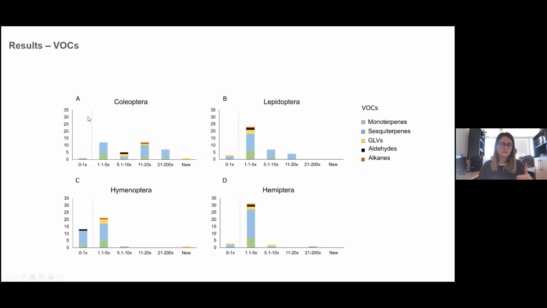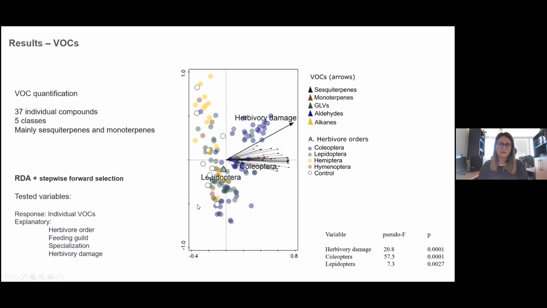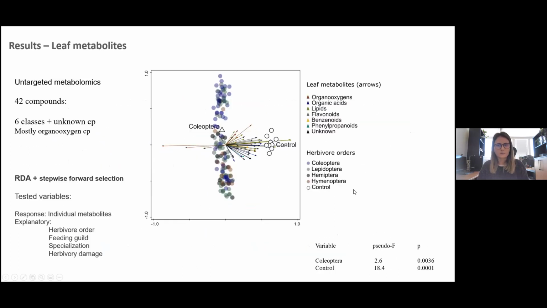And when you compare even the downregulated compounds, you can see that Coleoptera beetles are downregulating only one sesquiterpene, while the other orders are downregulating more than one, and also more than one class of compounds. So the strongest induction is for sure coming from Coleoptera when it accounts for herbivore identity.